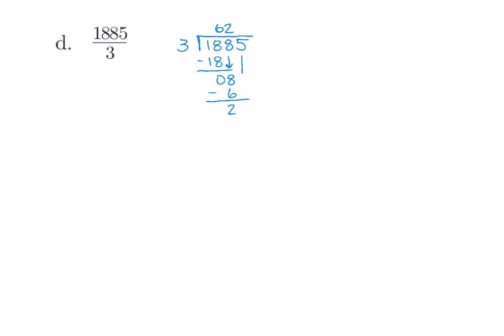Subtract, we get 2. We bring down our 5. 3 goes into 25 8 times. 8 times 3 is 24. And we subtract and get 1. So this is going to be 628 with a remainder of 1.